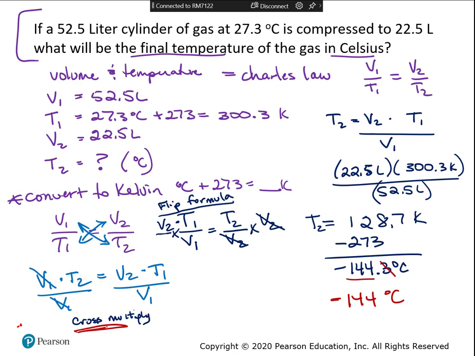So I took the V1 over T1 equals V2 over T2 and just flipped it, put T1 on top, V on the bottom, and that way then I could solve for T2 because I had to get T2 in the numerator. So when you go to solve for your unknown, make sure your unknown is in the numerator, not in the denominator in your problem. Okay?